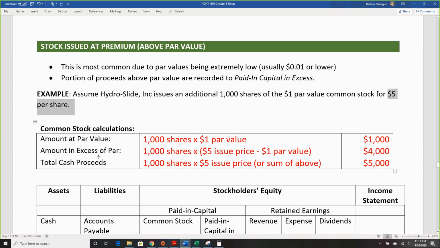So when we look at cash, you can do cash two ways if you're doing this table. You can add these two numbers up. That'll get you your $5,000. Or it can be easy. Take the shares, times how much you sold them for, or issued them out for. So 1,000 times 5, so it'll come out to $5,000.